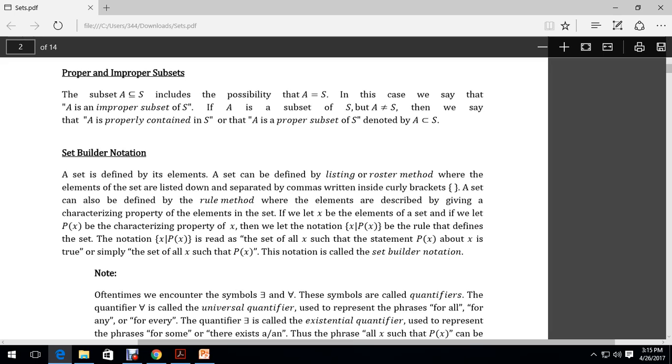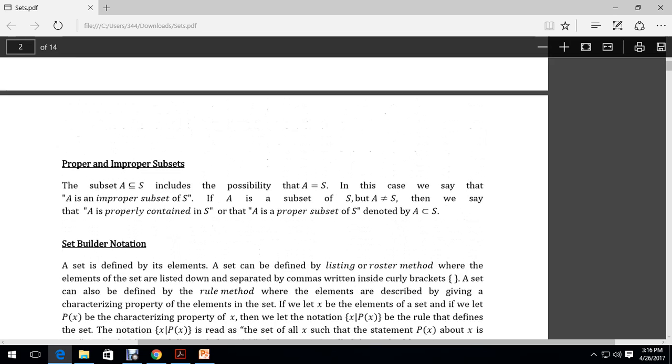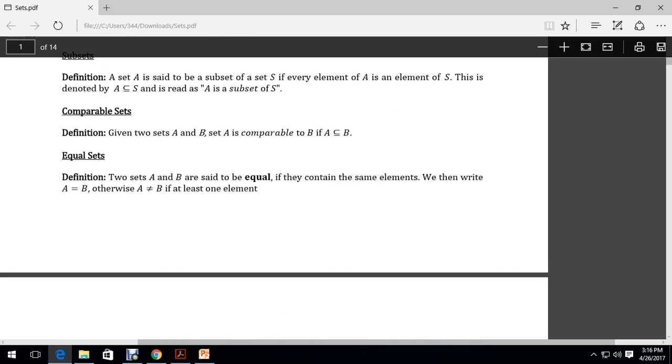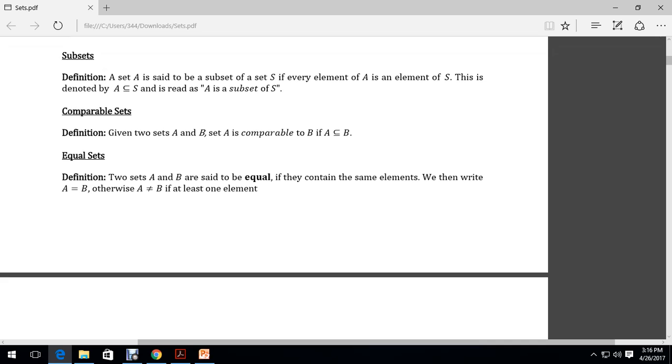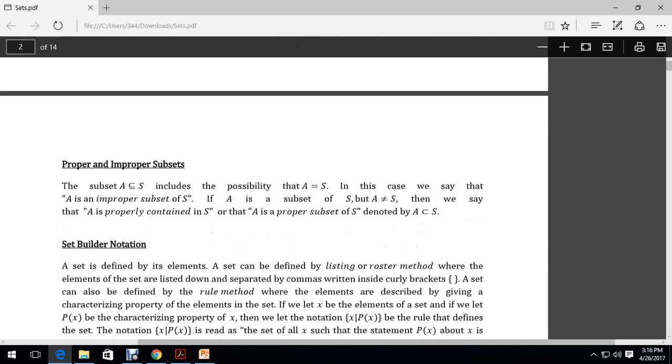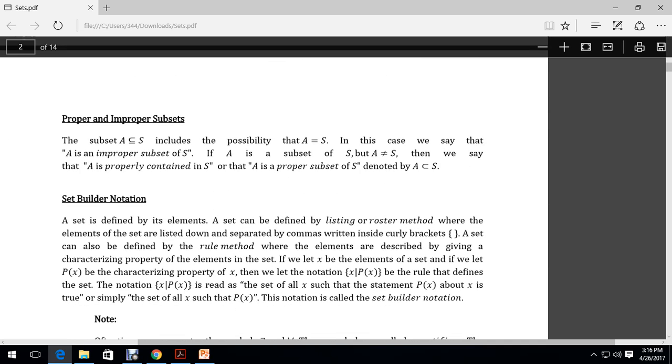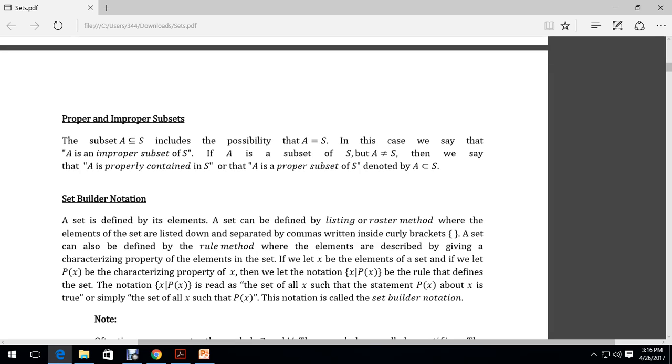Now we consider proper and improper subset. The subset with the symbol, earlier we have introduced that this symbol represents what we call a subset of S, but taken strictly, this is actually read as A is an improper subset of S. The improper subset of S includes the possibility that A is equal to S.